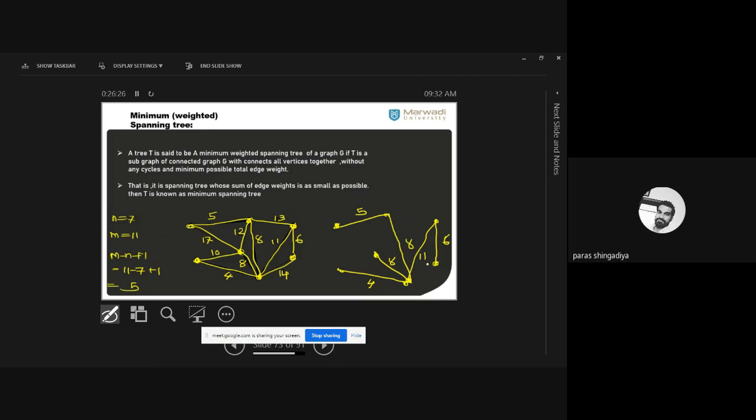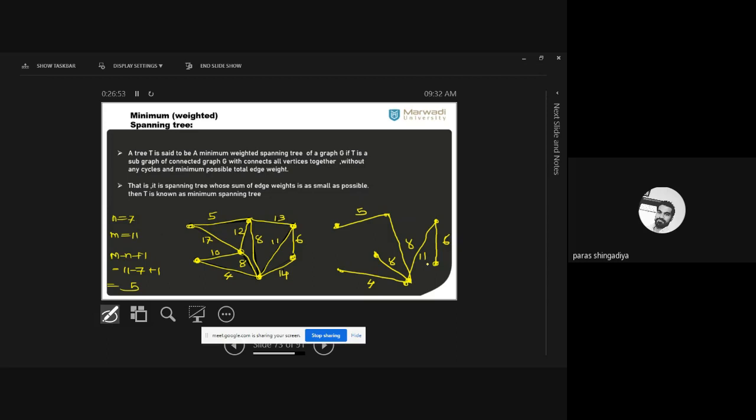Then after 12, after 14, so 13. If I connect this 13 in between these two vertex, it creates one triangle. Okay, that is one of the circuits. And then after 14, if I connect this edge here, 14, then it also creates one triangle. Clear? And that's 17. If I connect this edge here, then it also creates one cycle.